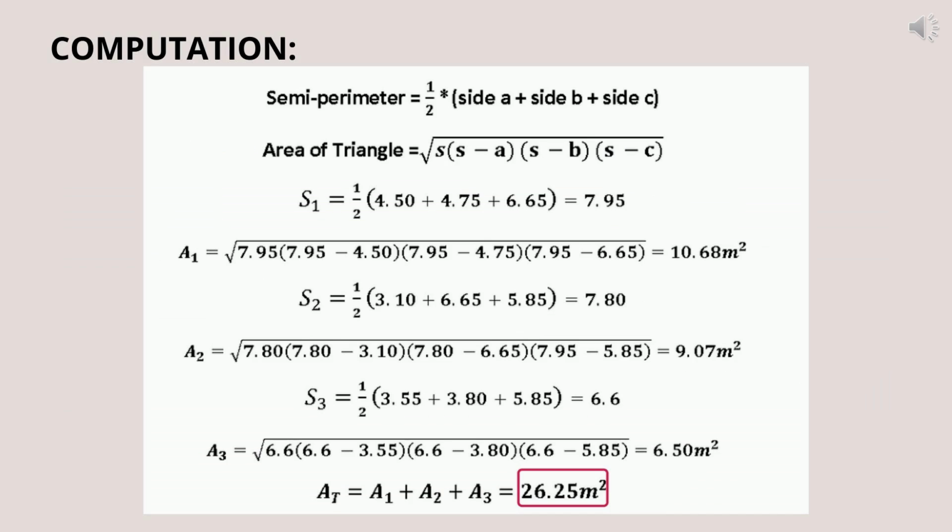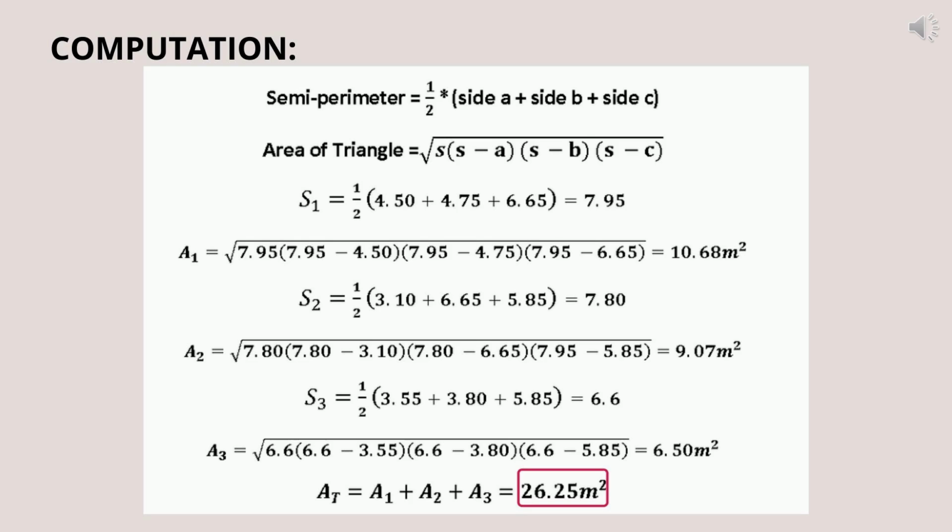When we use the equation, area is equal to the square root of s multiplied by s minus a, s minus b, s minus c, where a, b, and c are the sides of the triangle and s is the semi-perimeter. The equation is known as Heron's formula.